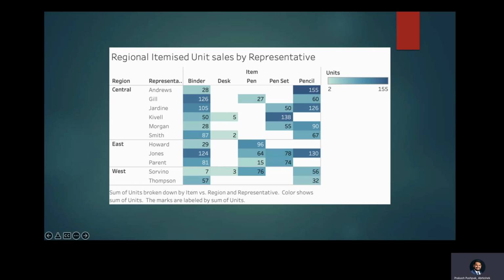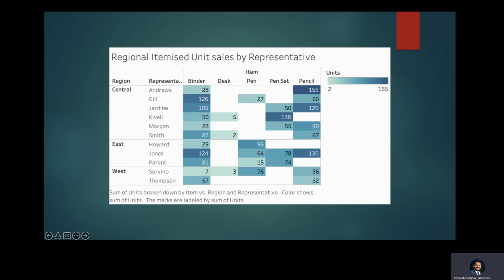So regional itemized unit sales by representative is again, this chart shows us which representative has sold what product the highest in which region. So in the central region, the highest is 155 units by Andrews, and the lowest is Smith. He sold 2 desks.